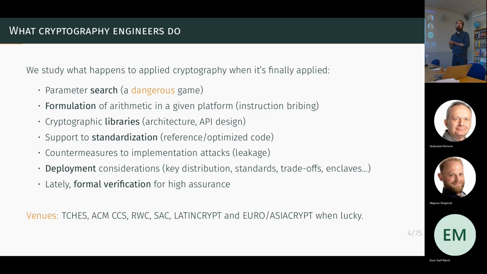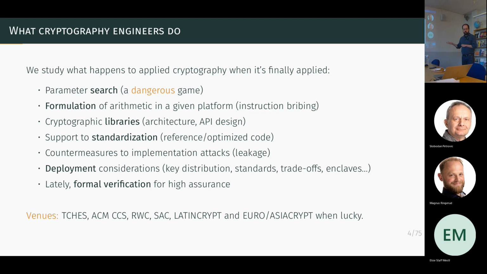The other thing is formulating arithmetic. I mentioned this already. We have a certain platform with the instructions that come there. We cannot change those instructions, at least at first. If you have a processor like a RISC-V that's easy to extend, then you can create your own instructions. That's not the case in general. How can you formulate arithmetic to exploit this efficiently?